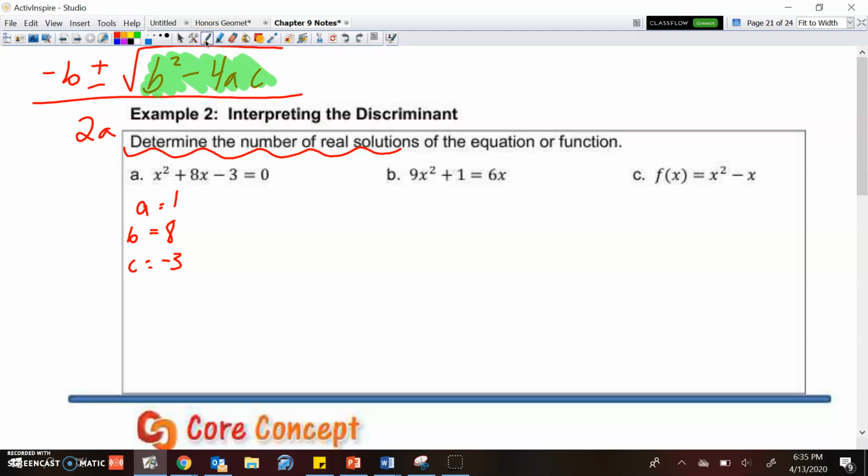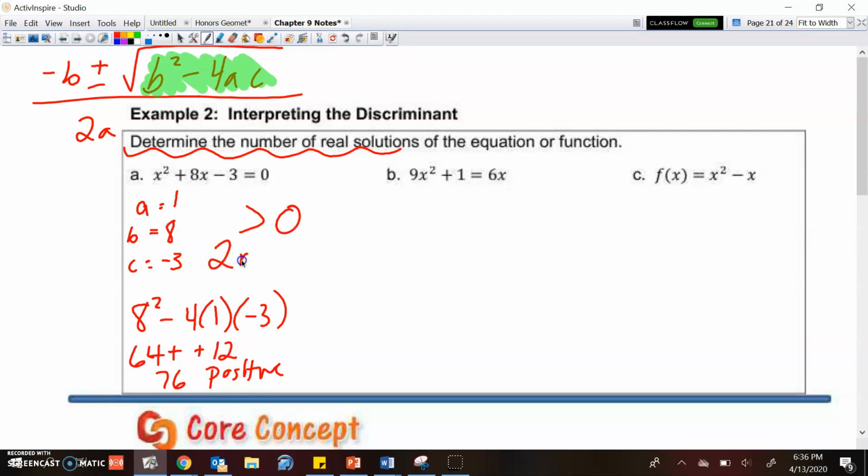So that means when I calculate the first one, it's going to be 8 squared minus 4 times 1 times -3. 64 minus 4 times 1 times -3 is -12. 64 plus 12, it doesn't even matter what it is. We can write that it's 76, but it's a positive number. So that means my discriminant is greater than 0, so I have 2 real solutions. And that's my answer.